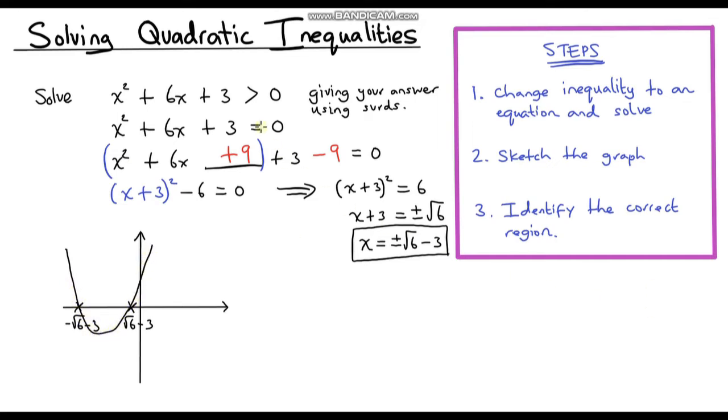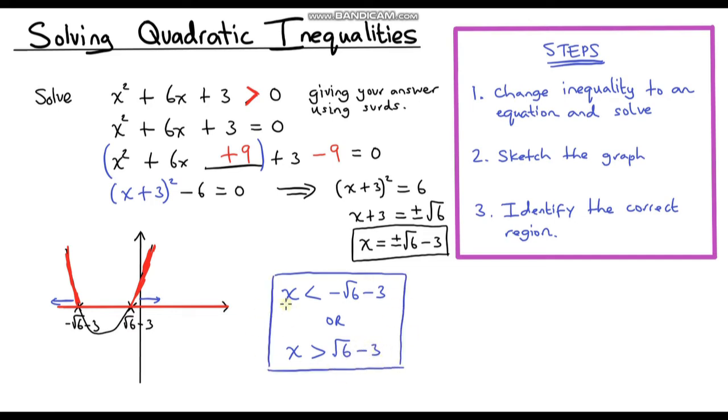And now let's take a look at our inequality. We have greater than 0. So we're looking at anything above the line y equals 0. So we'll be looking at all of these points here and all of these points over here. So what x values do these correspond to? Well, it's going to be everything to the left of this point and to the right of this point. So let's write down our inequality. It's going to be x less than negative root 6 minus 3. Or our other solution is going to be greater than this point here. So that's just positive root 6 minus 3. So this is our solution.